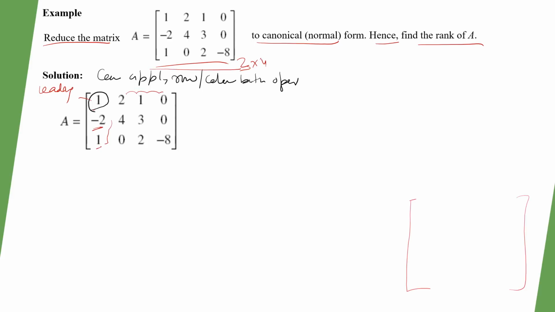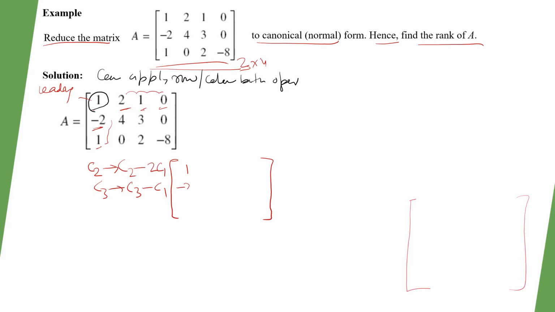We apply the operation on columns and rows, but don't apply the operations simultaneously. We apply the operations one by one. First we apply the operation on columns, then we apply the operation on rows. So the first operation we apply is C2 minus 2 C1, and on C3 minus C1.